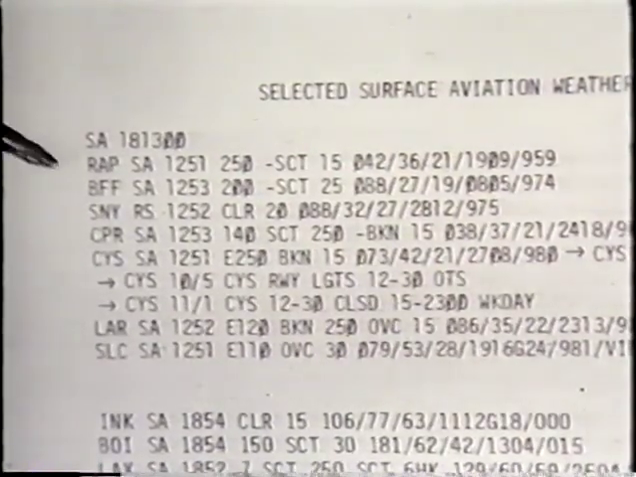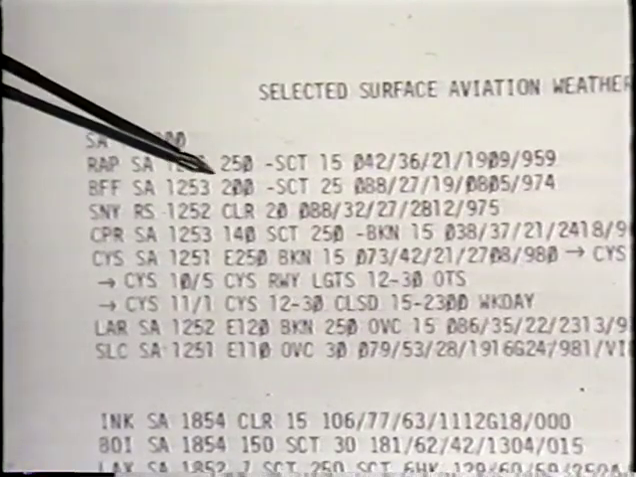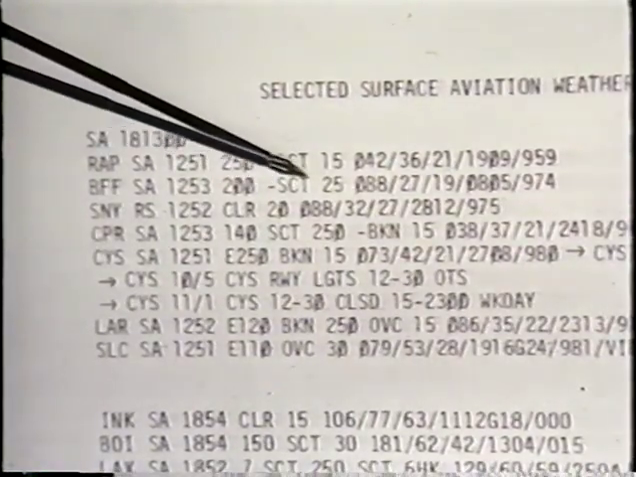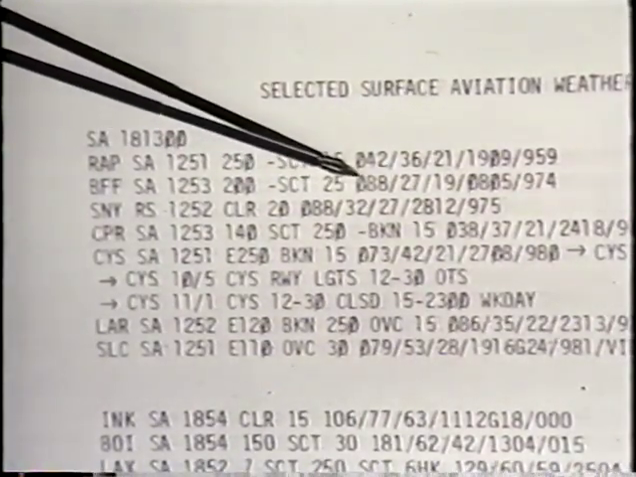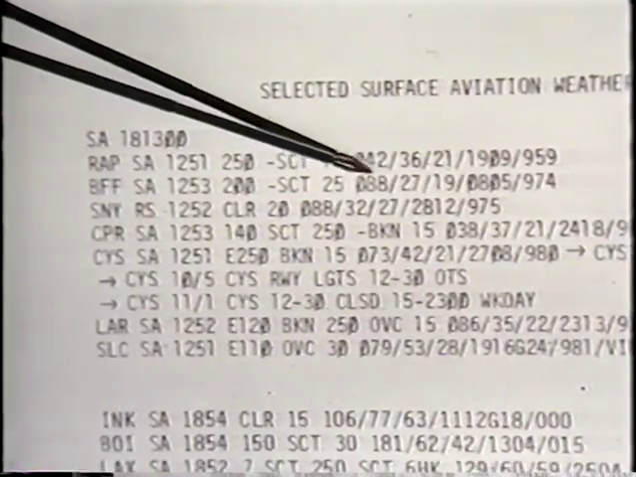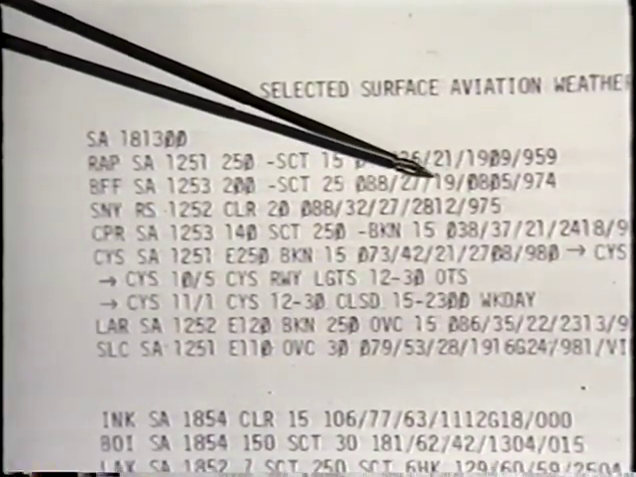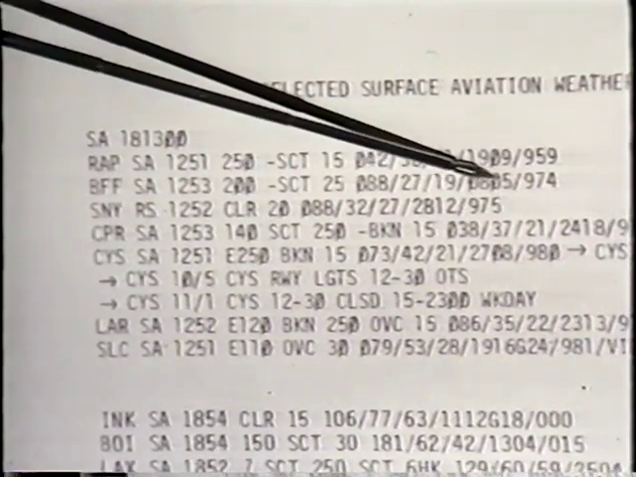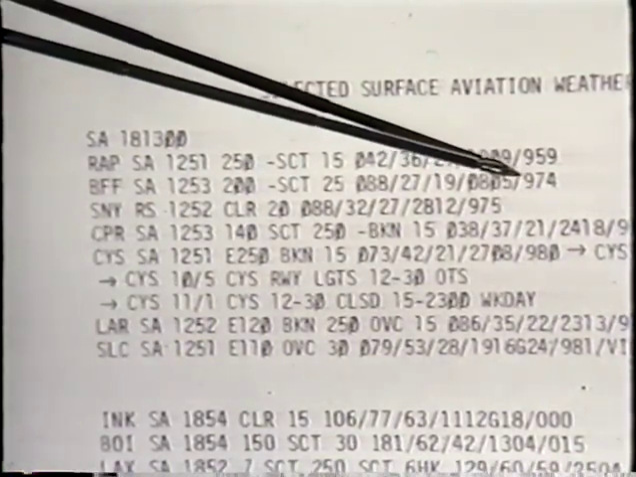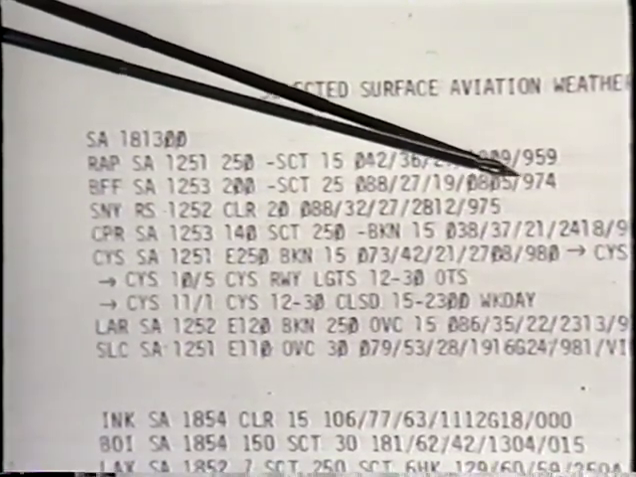The next report for Scotts Bluff says they have 20,000 thin scattered, visibility 25 miles, pressure in millibars we skip, temperature's 27, dew point 19, wind is 080 degrees at 5 knots, altimeter 29.74. No problem.